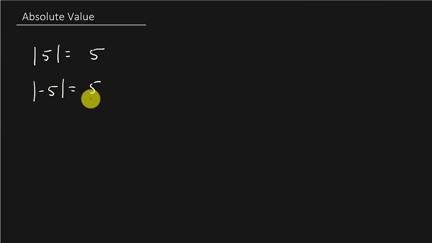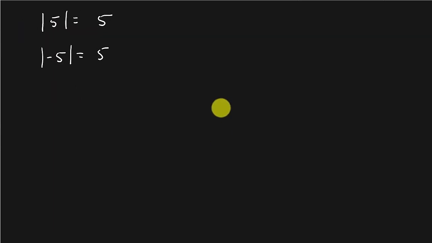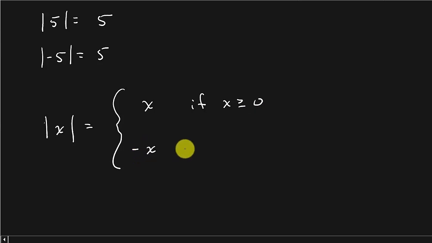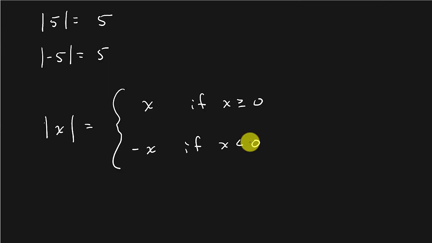So let's look at absolute value as a piecewise defined function. So here we have the absolute value of some number x. Okay, x is any real number. So the absolute value of x is equal to x if x is greater than or equal to 0, and it's equal to negative x if x is less than 0. There's your absolute value function. Okay, so your teacher always tells you absolute value is positive.